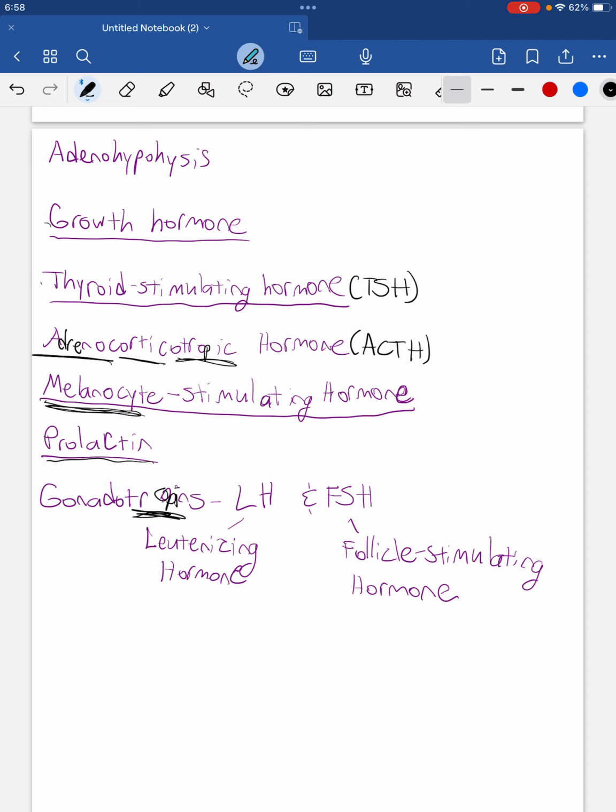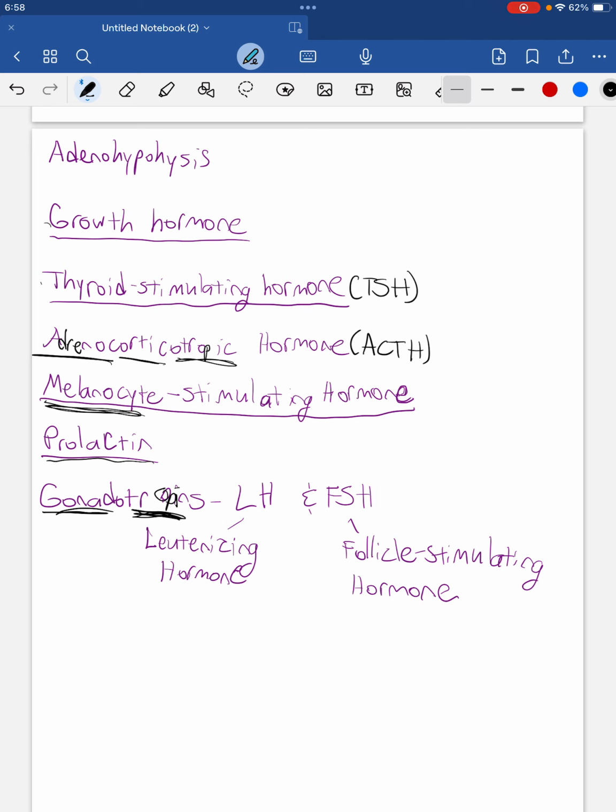These stimulate the gonads, so ovaries and testes, and they bring about a change, tropic. So these ones, there's a lot more too.